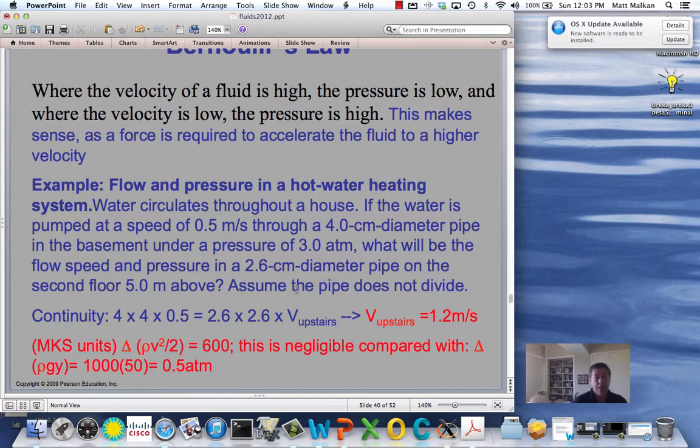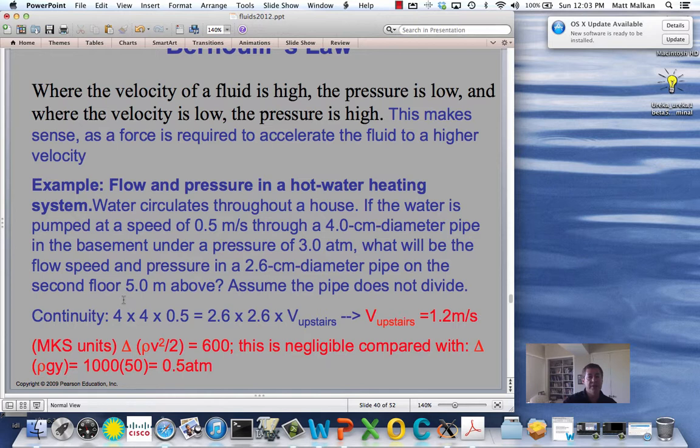In other words, how much pressure, for example, is there going to be in the upstairs bathroom when it comes out of the spigot? It started out at 3 atmospheres, which is quite a lot of pressure downstairs. But now the question is, what's the pressure going to be upstairs? First, before you can solve this at all, you need to get the continuity equation solved. That's your first step in this. If you can't solve that, you really won't be able to solve the rest of the problem.